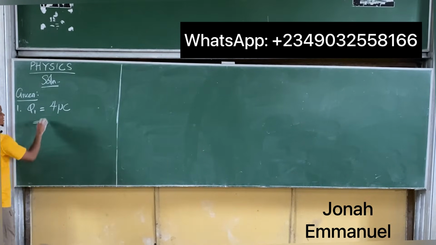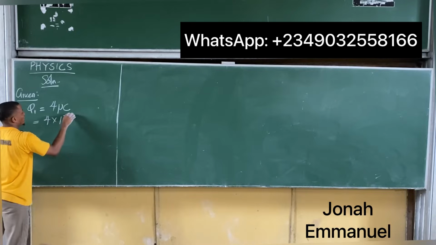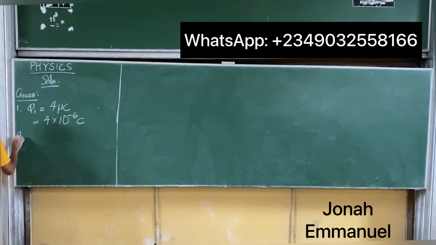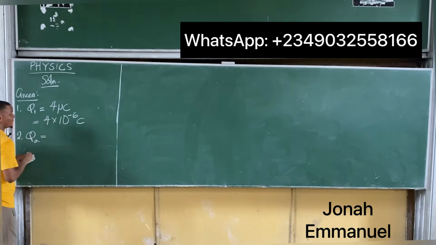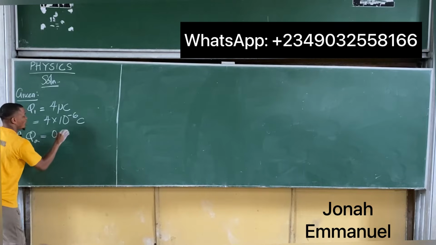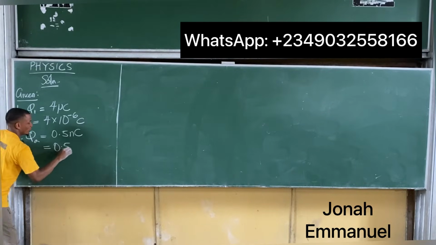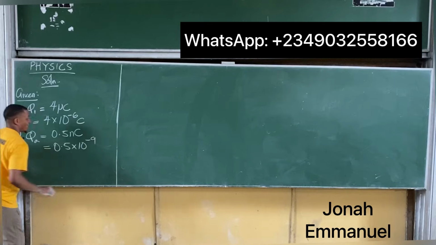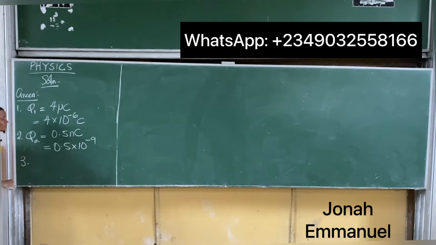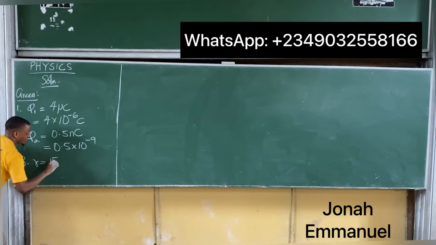4 micro is what? 4 times 10 to the power minus 6 coulomb. The second, Q2, is what there? 0.5 nanocoulomb. What's a nano? Minus 9. Number 3, the distance between them, how many? R is equal to 15 cm.